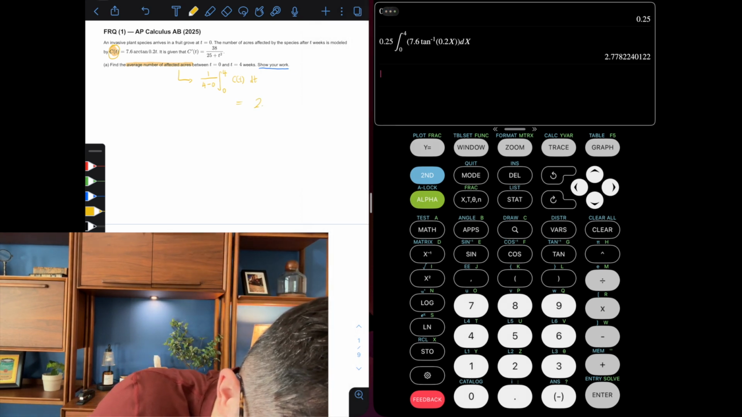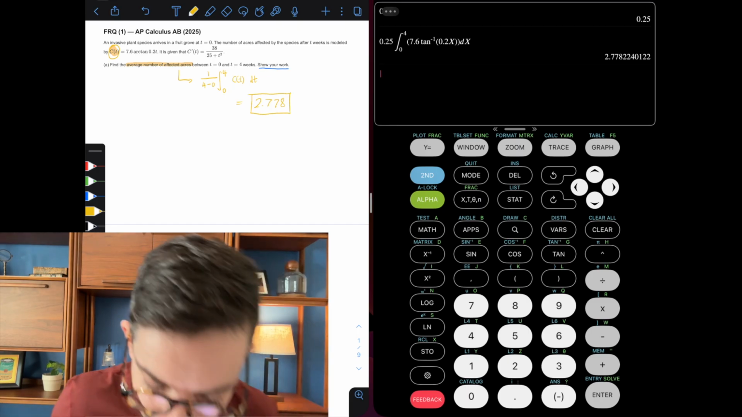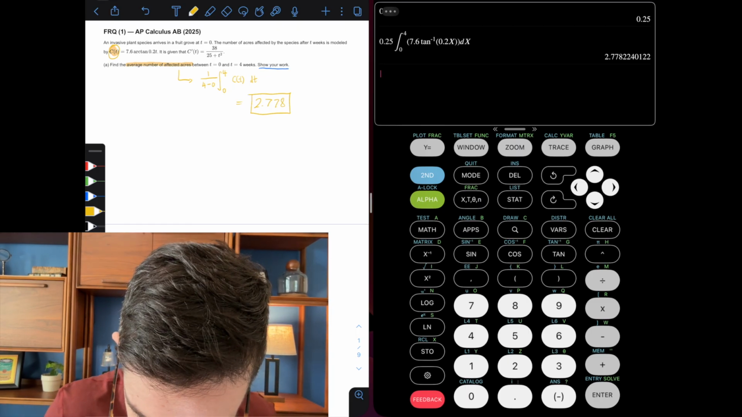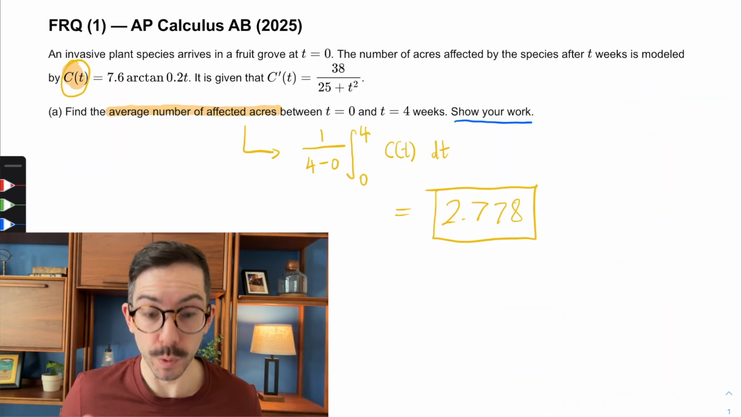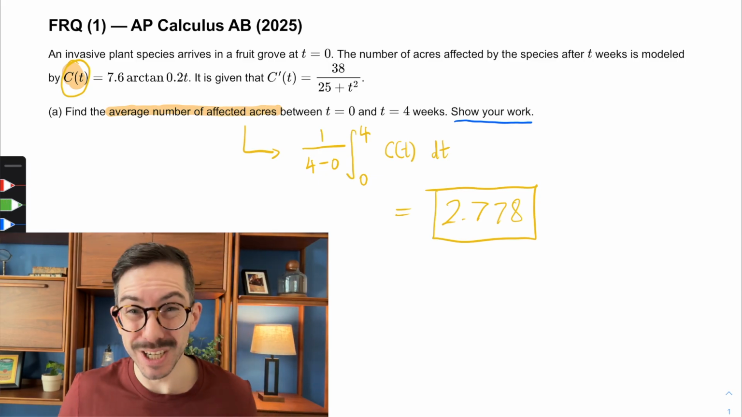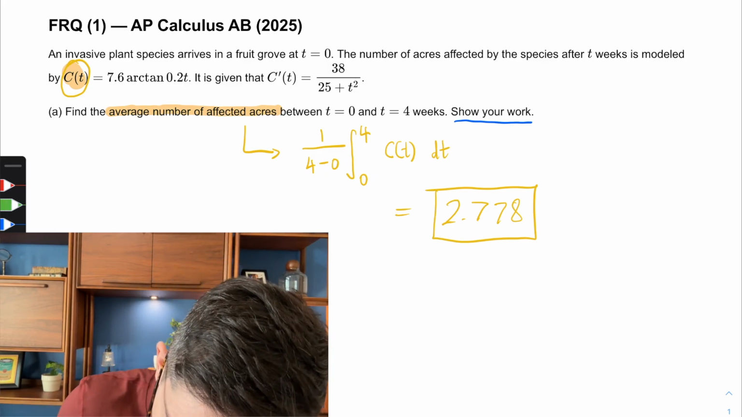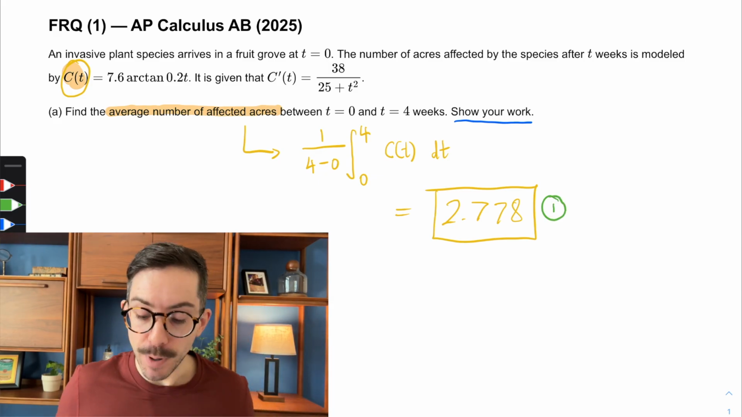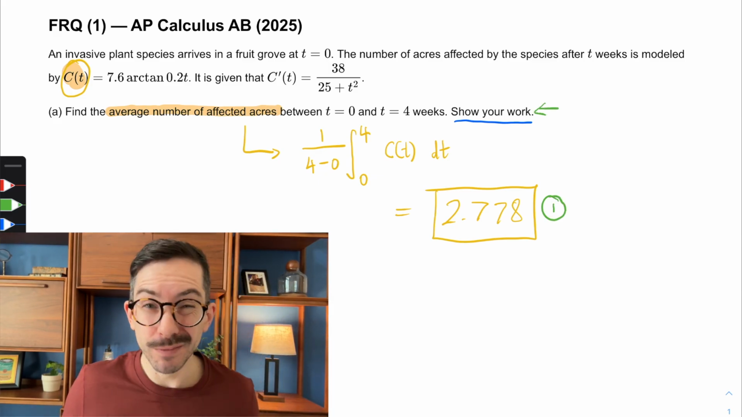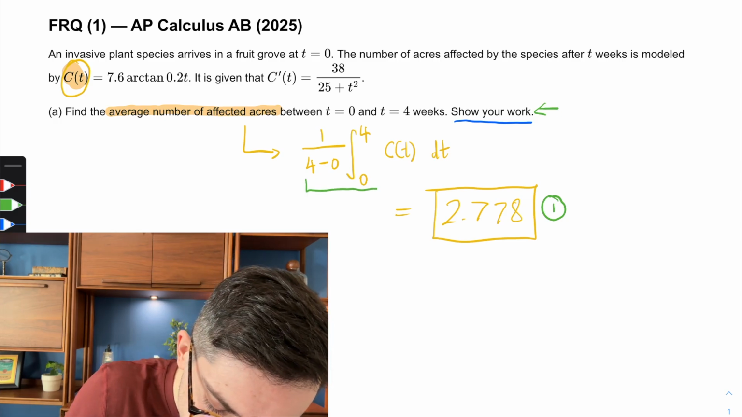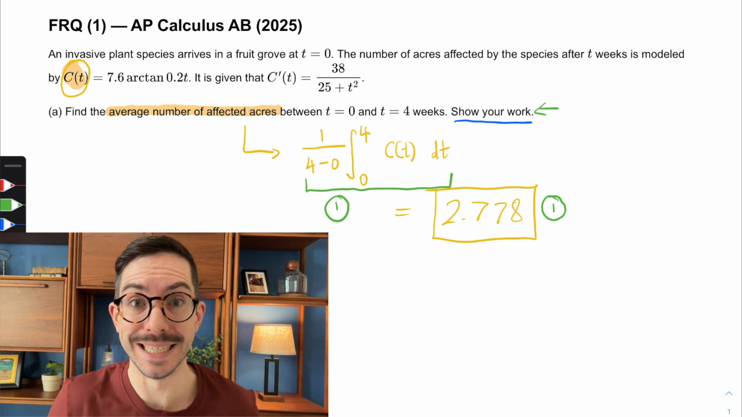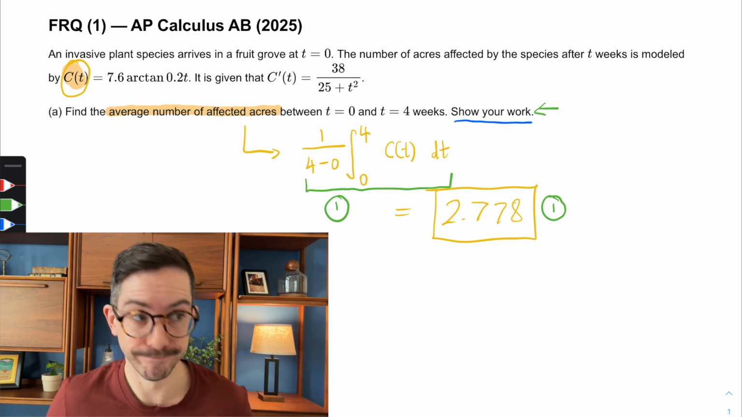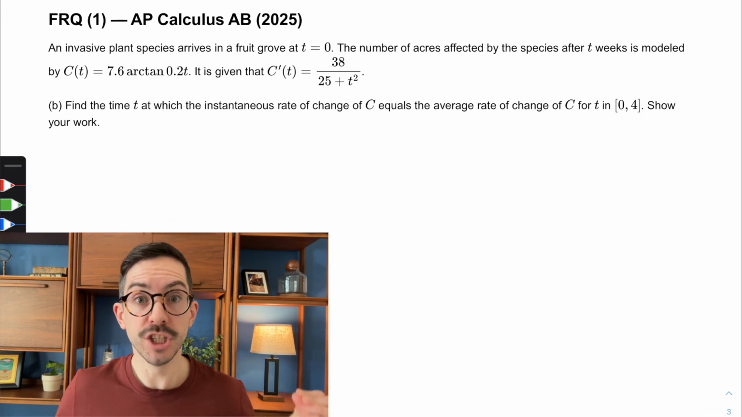So this is 2.778. That is what we are looking for. So that's the average number of acres affected over this 4-week period. Now, how are the points divvied up here? Well, I certainly get 1 point for my final answer, but we were also told to show our work. So we're going to get 1 point for something like this average value formula. That's our other point that we need to have there to justify our work. Good job. On to part B.